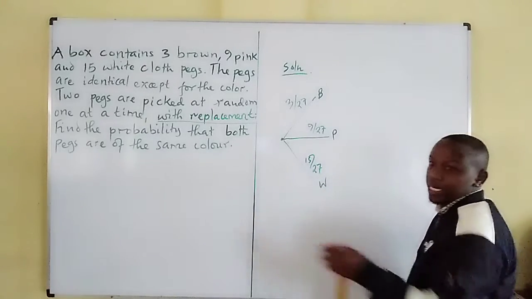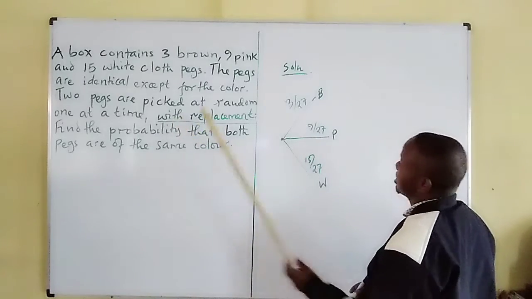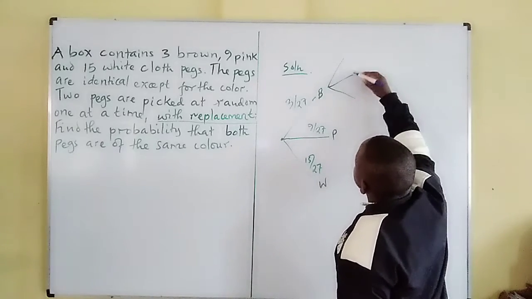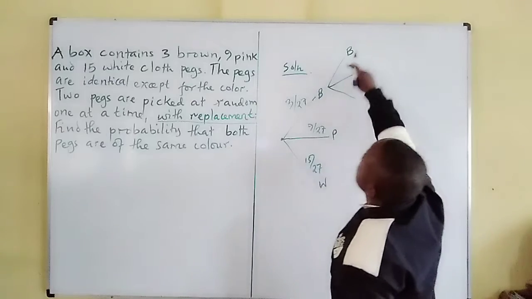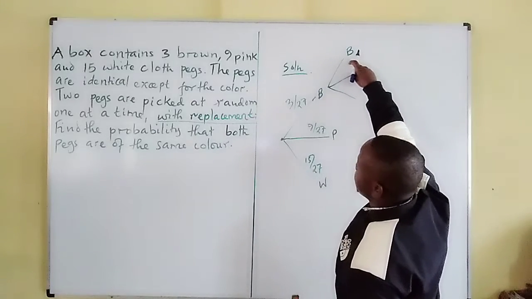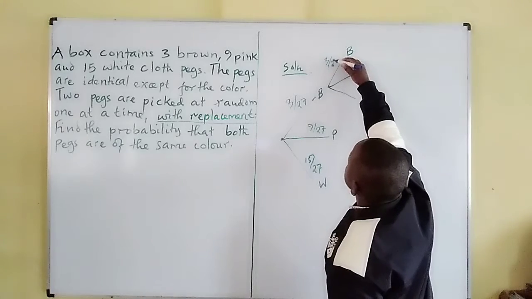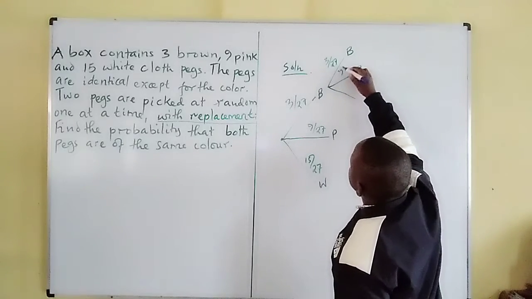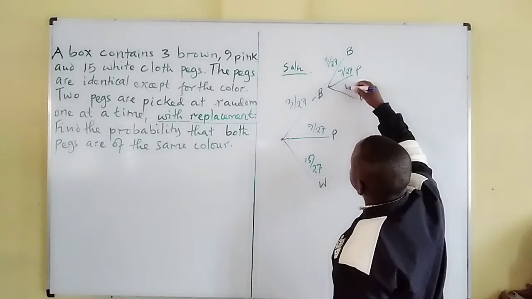Now, in the second picking, because there is replacement, the total number is not affected, because after picking, we replaced. So after picking brown, we can pick brown again. And because we replaced, the probability remains 3 out of 27. And for pink, 9 out of 27. Finally, for white, we'll have 15.